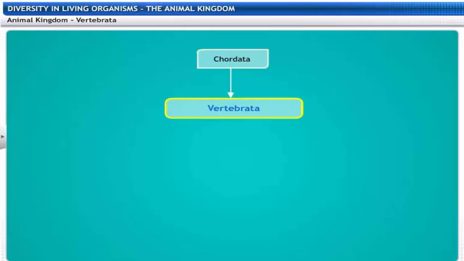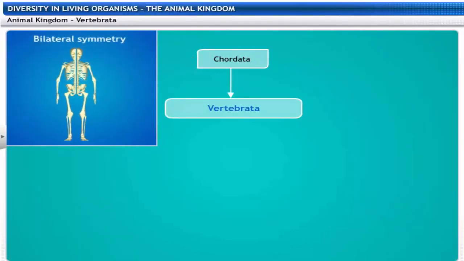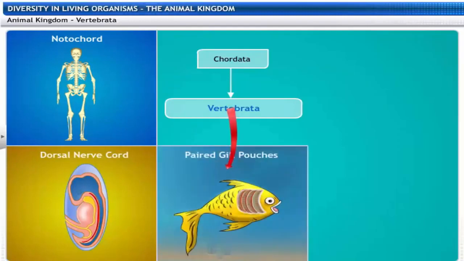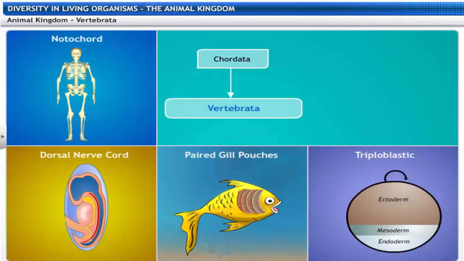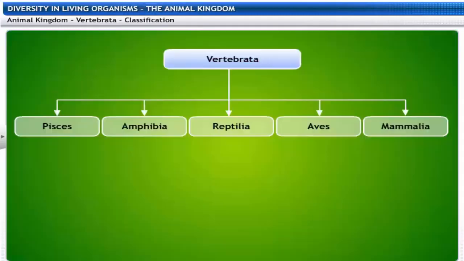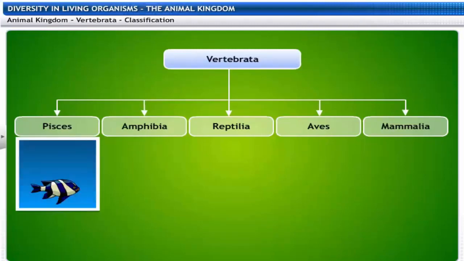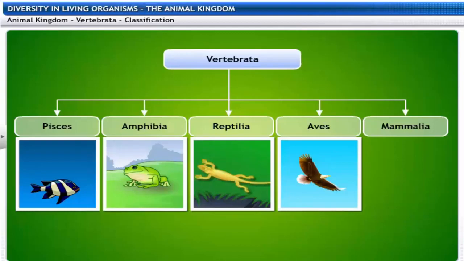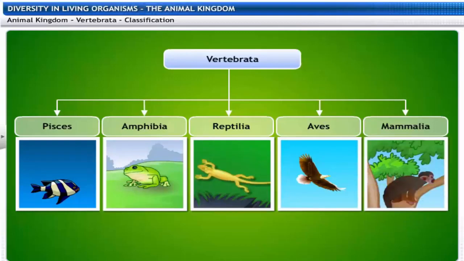Subphylum Vertebrata is classified into different classes based on bilateral symmetry, notochord, dorsal nerve cord, paired gill pouches, triploblastic, and coelomate. Vertebrates are grouped into 5 classes, namely Pisces, Amphibia, Reptilia, Aves, and Mammalia. Let's take a look at each of these classes.